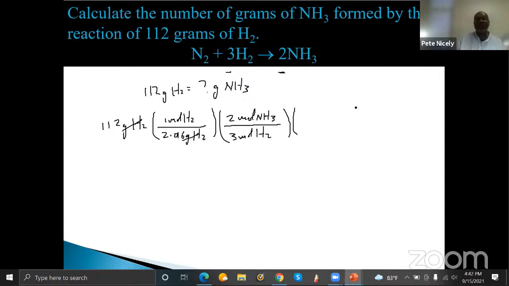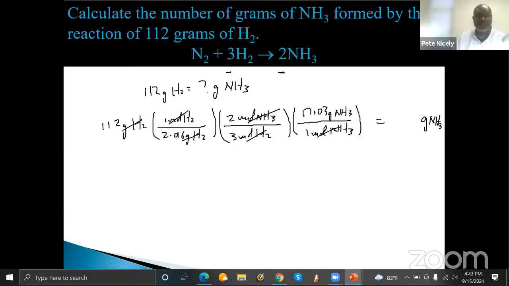Then there's one more step we have to take, and that is that we have to convert from the moles of ammonia to grams of ammonia. In other words, we need to multiply by the molar mass of ammonia. So let me do my calculation here of the molar mass, and that's equal to 17.03 grams. So that goes up here, 17.03 grams of NH3. Okay, so this cancels with this cancels with that. So you're left with your final answer expressed in grams of NH3.